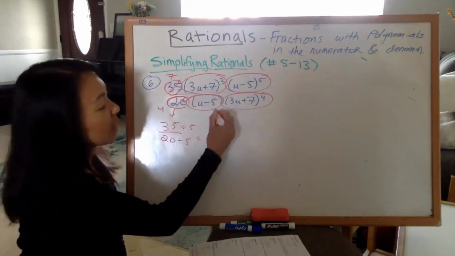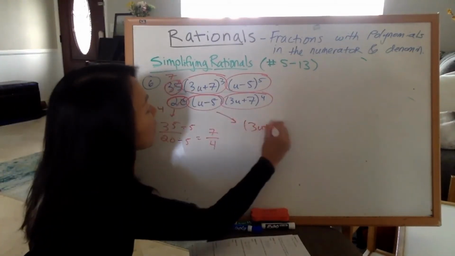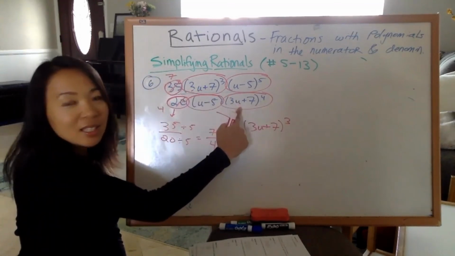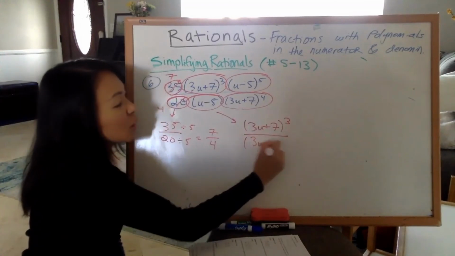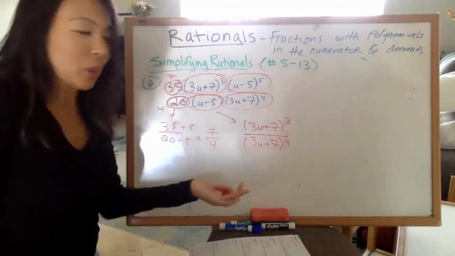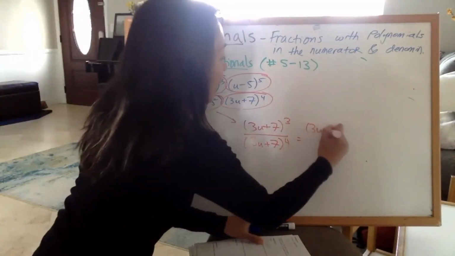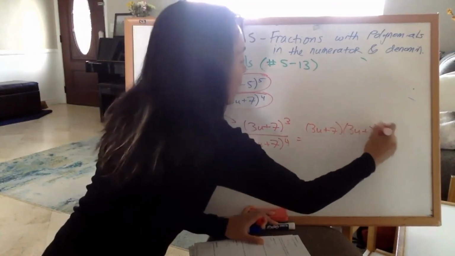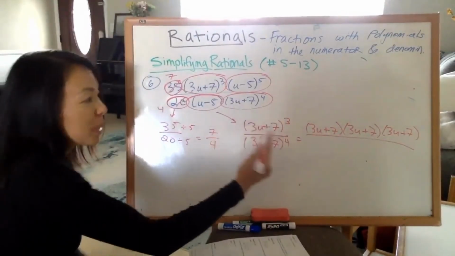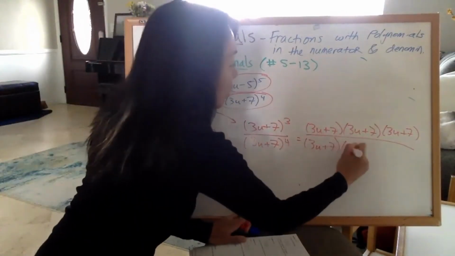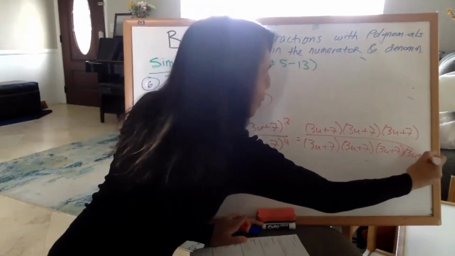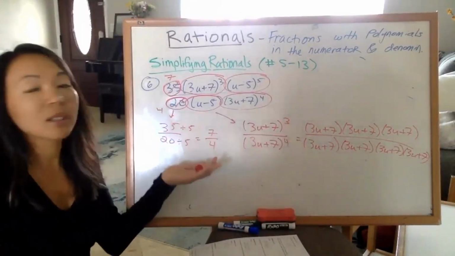Now I look at this part here. I have 3u plus 7 to the third. What factors does it have in common with the denominator? I see something similar, 3u plus 7 to the fourth. So the hard way of doing this is you write 3u plus 7 three times, and 3u plus 7 to the 4th, meaning you write it out, multiplying it by itself 4 times. This is very tedious, but I just want to show you, again, something called the quotient rule.